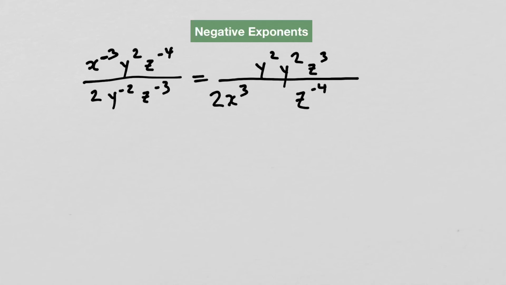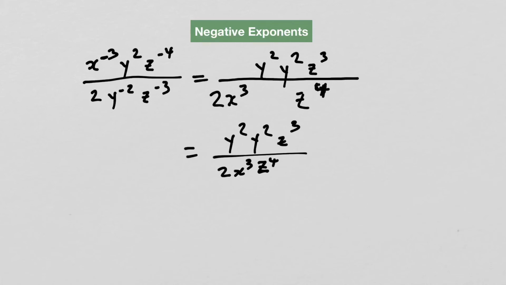And actually, this z to the negative 4 is incorrectly written because we moved it from the top to the bottom. So that should be a positive. Okay, so we're going to erase that. Rewrite that to z to the 4th. Okay, so now I'm going to rewrite this so it's a little cleaner. Y squared, z cubed over 2x cubed, z to the 4th.